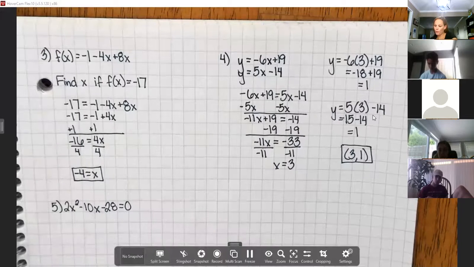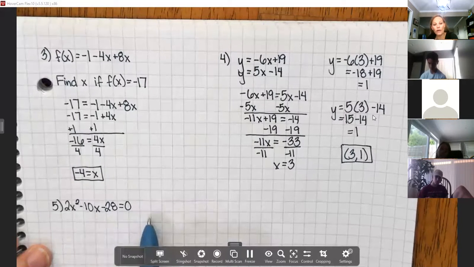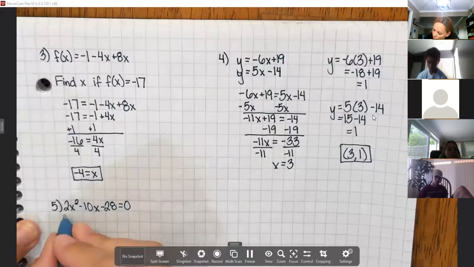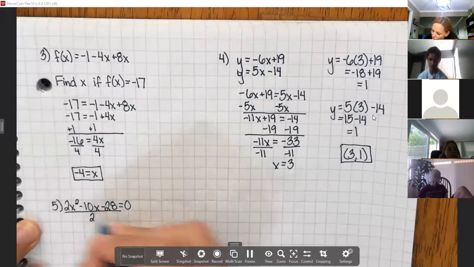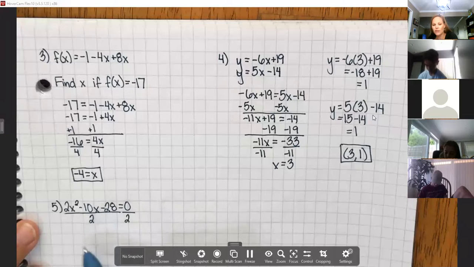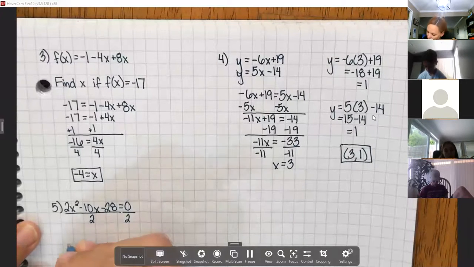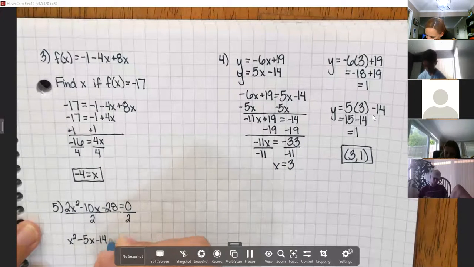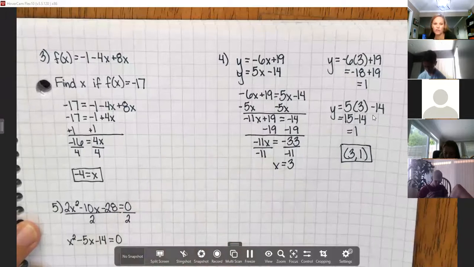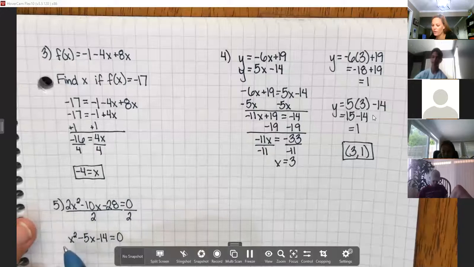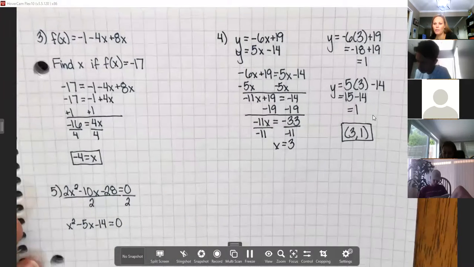So the first thing I notice when I go to solve this problem is that everything is divisible by 2 on this left side. So I'm going to divide everything by 2 just so I have smaller numbers. You don't have to do that. If you don't recognize that, you'll still get the same answer. You just might have to do more simplifying at the end. So if I divide by 2, now I have x squared minus 5x minus 14 equals 0. 0 divided by 2 is still just 0. It's kind of like factoring out the 2 on the left, but because it's an equation, I can just divide by it.